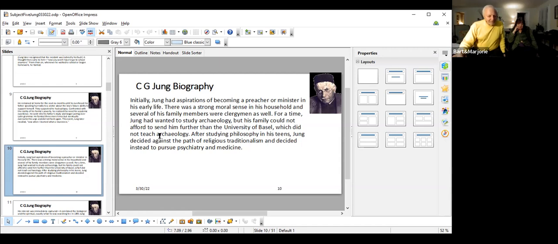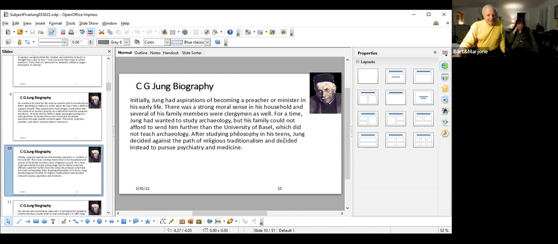But his family couldn't afford to send him any further than the University of Basel, which didn't really have things like archaeology, okay? Which is what he decided. He finally wanted to study archaeology rather than becoming a preacher.